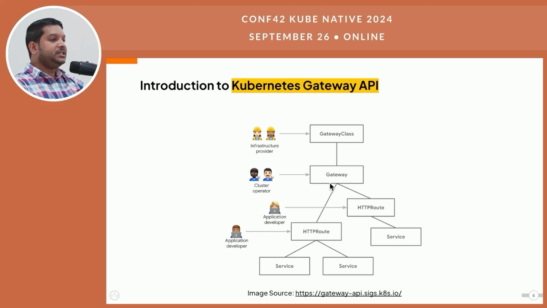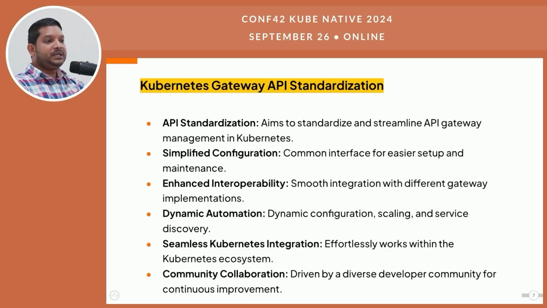API or the application developers play a pivotal role in crafting HTTP routes, incorporating essential information related to the API. This representation of roles ensures a streamlined and efficient workflow within the Kubernetes environment. The primary aim of the Kubernetes Gateway API is to standardize and simplify the entire API gateway management process within Kubernetes. It offers a user-friendly configuration approach, streamlining the overall management experience.